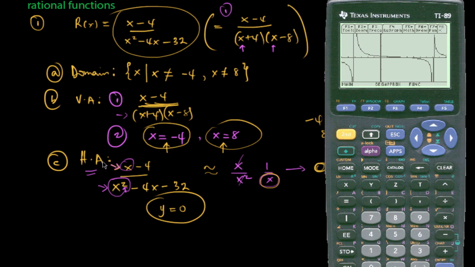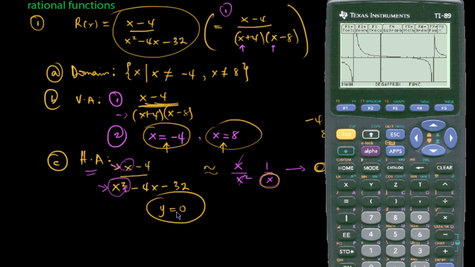And then what we have here is the horizontal asymptote is y equals 0. So y equals 0 is just simply the x-axis, but you can see here that the graph crosses it here. It crosses the horizontal asymptote here. So that's something you need to note.